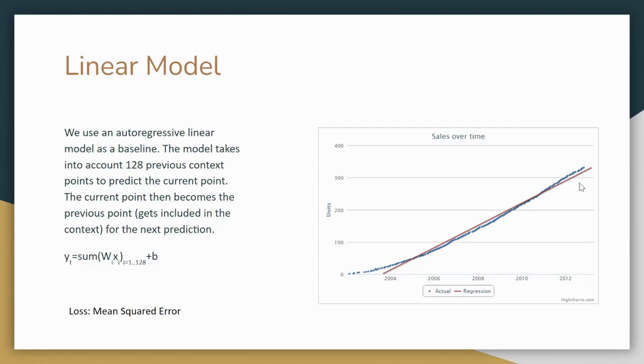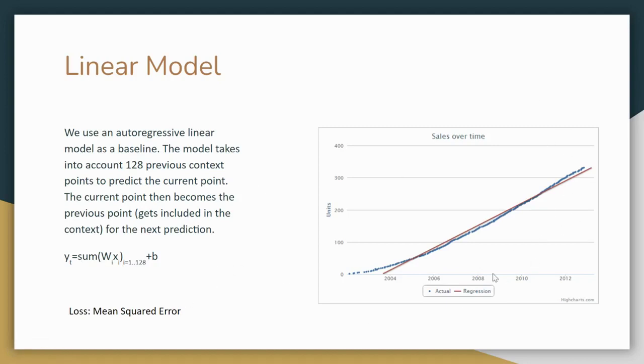So talking about the linear model, we are using the linear regression model where we are using the past 128 points in order to predict the output of the current point. Since it is an autoregressive linear model, the current point then becomes included in order to predict the next output. This can be represented using the equation y equals the sum of w_i x_i plus b, and the loss which we are using in order to optimize the model is mean square error.